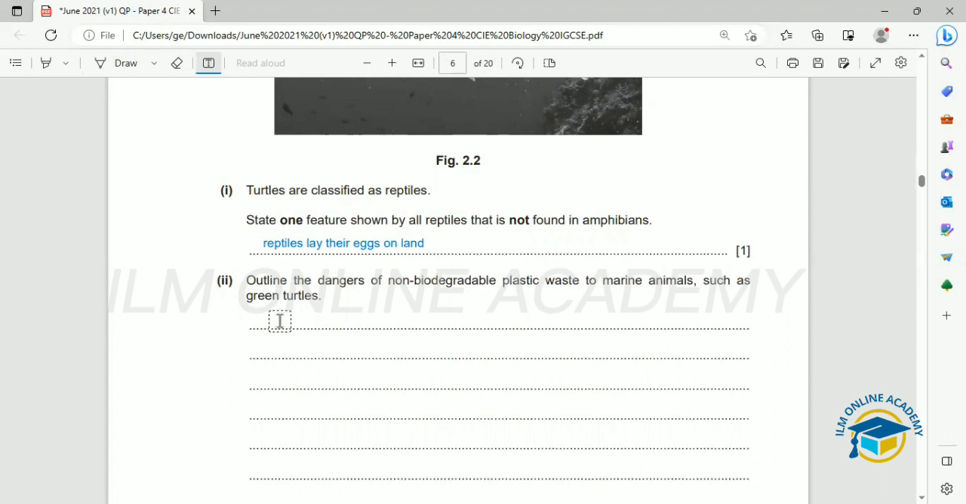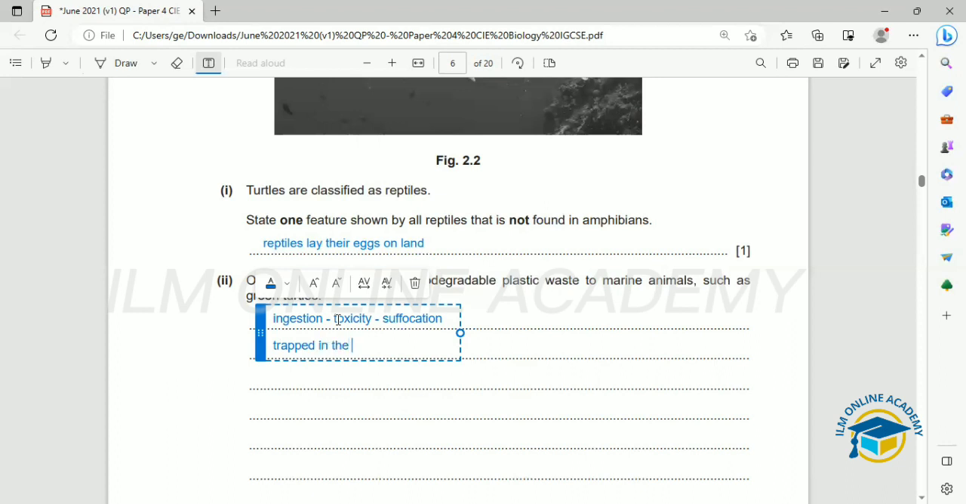Ingestion leads to toxicity and suffocation. Then they might get trapped in the plastic, and that might cause damage and serious injuries to them.